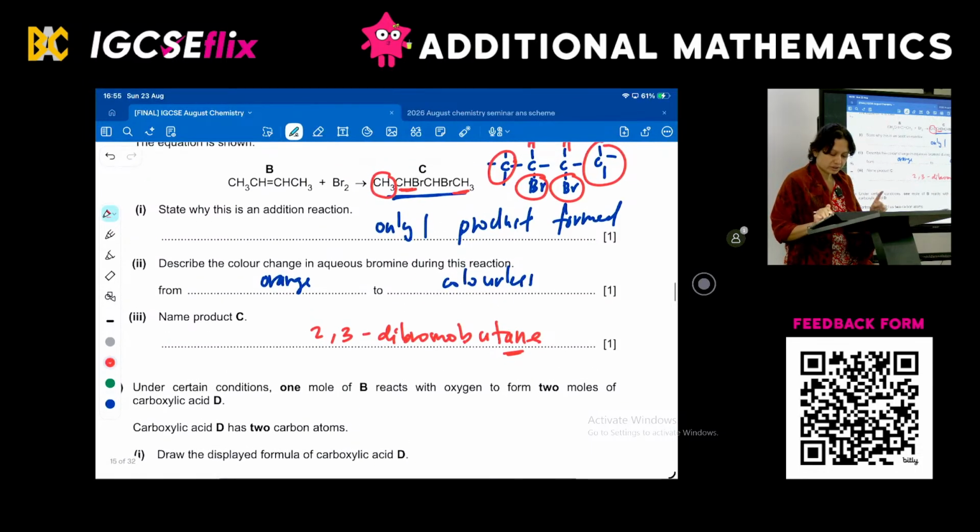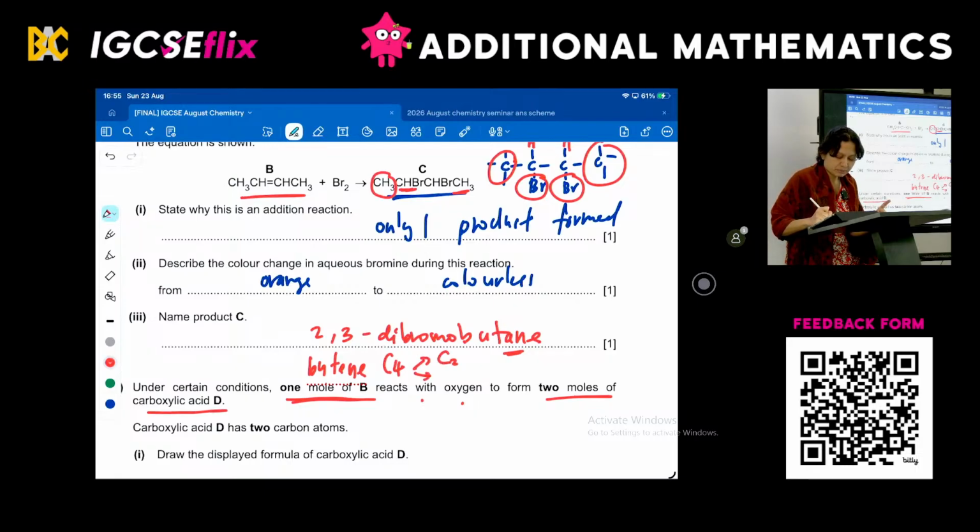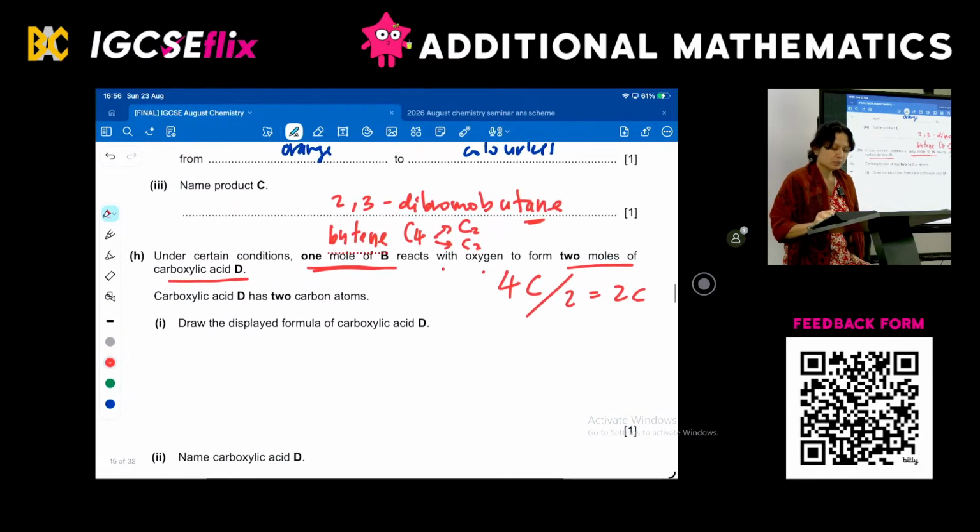Under certain conditions, this one is a high order thinking skill. 1 mole of B. What is B? Butene. Butene has how many carbons? 4 carbons. Reacts with oxygen to form 2 moles of carboxylic acid D. That means they split to form acids with 2 carbons each, because 4 carbons divided by 2 is 2 carbons each. So each of your carboxylic acids has how many carbons? 2. So what are they talking about? Ethanoic acid lah. Understand or not?